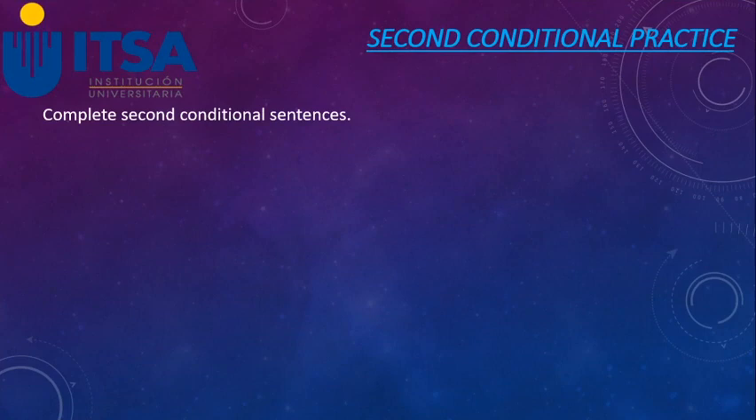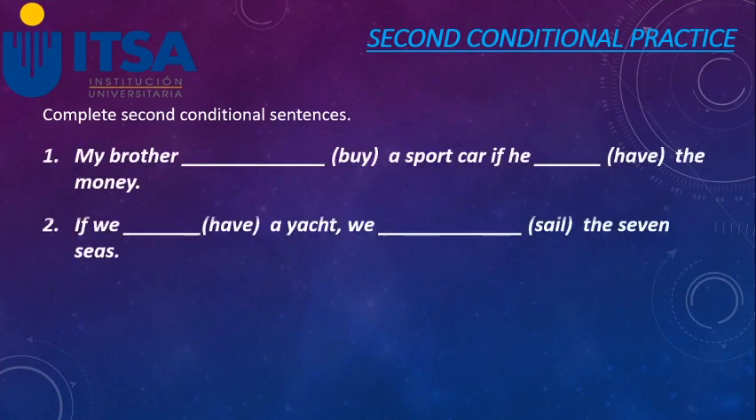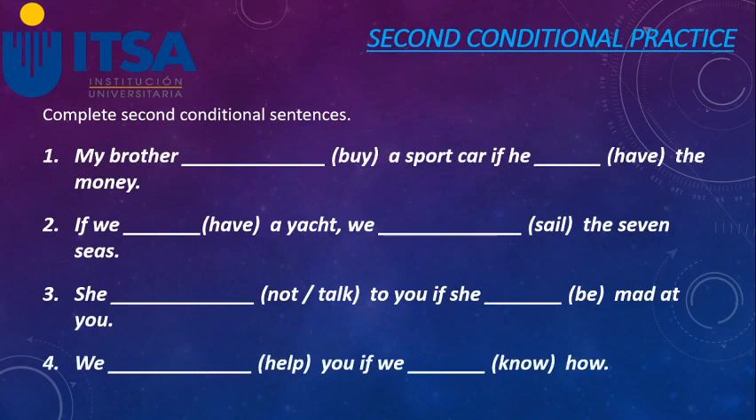Complete second conditional sentences. We have here some sentences, actually 4 sentences, and I need to complete them with the verbs in brackets. So, remember, one of them is going to be in simple past and the other in future or conditional, would plus the verb. Remember, if clause, always simple past. So number 1 doesn't start with the if clause, so I have to use would.